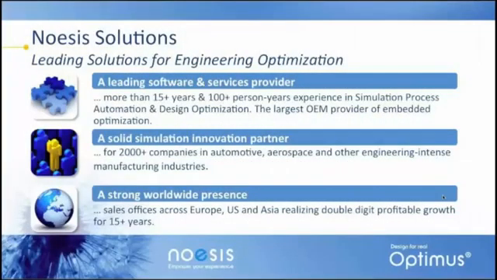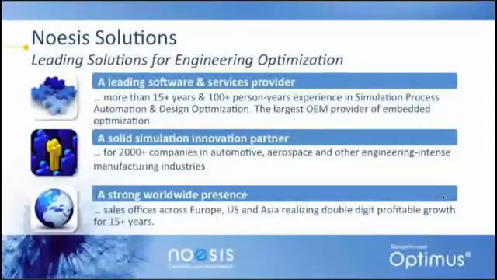A few words about our company. Noesis has probably about 17 years of experience now in developing Optimus since its first release. We are the largest OEM provider of embedded optimization. What I mean by that is we actually provide optimization algorithms for third-party software. They have what I would call simple in that it's no interaction with the user, but it's very complex in terms of getting a robust technique to give optimal or DOE solutions. That gives us a lot of experience with the different optimization algorithms. They have to be robust. We are the leader in this field.